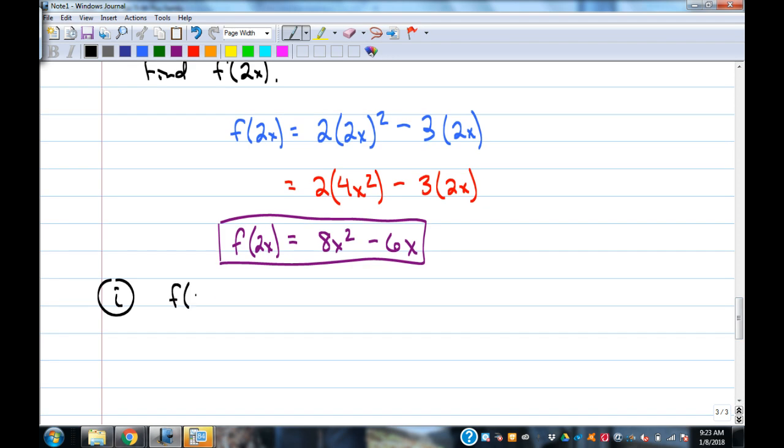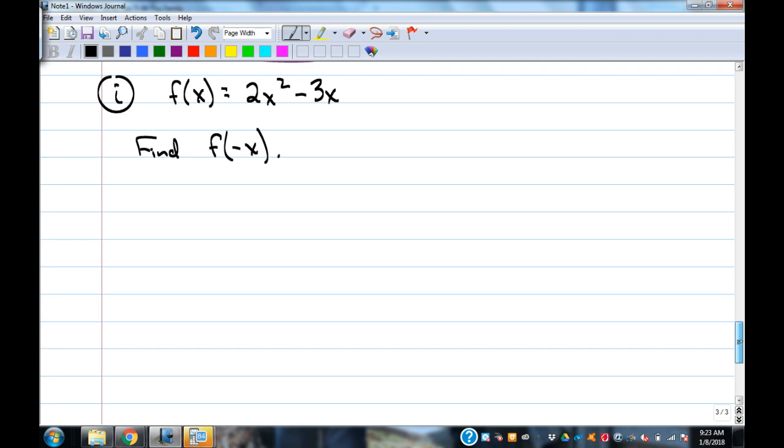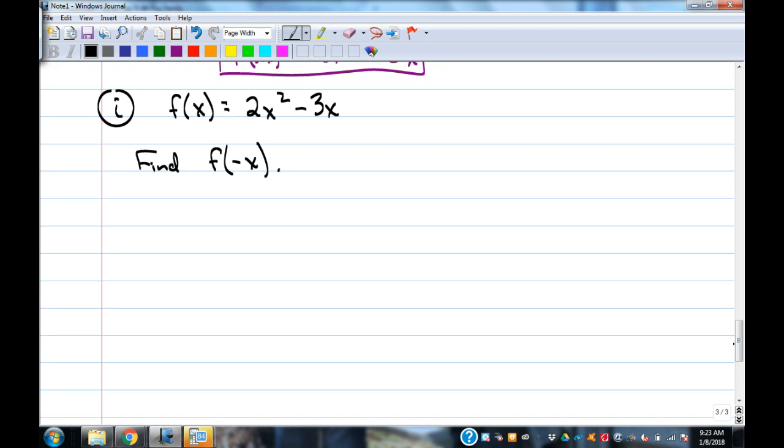Say we had f of x. Let's use the same function, 2x squared minus 3x, and they want us to find f of negative x. What do we do with the negative x? Put it in for x. So everywhere there's an x, put a negative x.